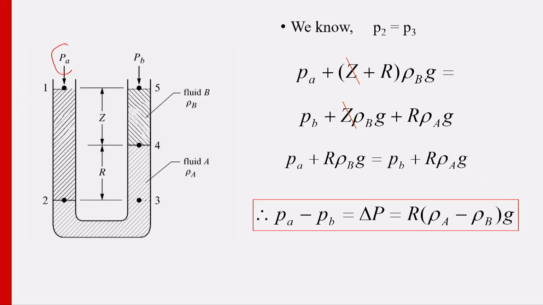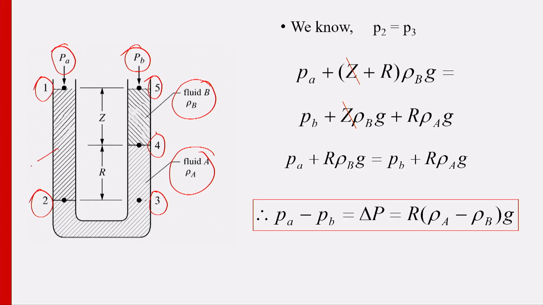This is the pressure PA, and the other one is pressure PB. You just take a total of five points: point 1, point 2, point 3, point 4, point 5. I already discussed that we have two different types of fluids here. The first is fluid B, with rho B, then the other is fluid A, with rho A, and again here also rho A.